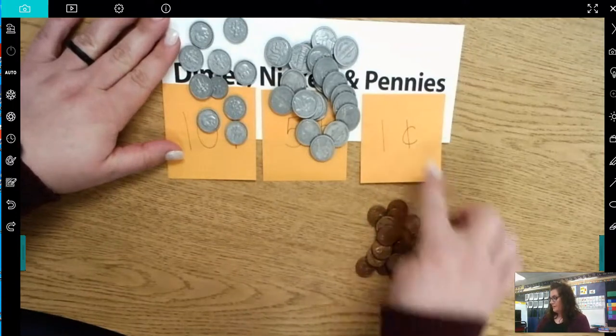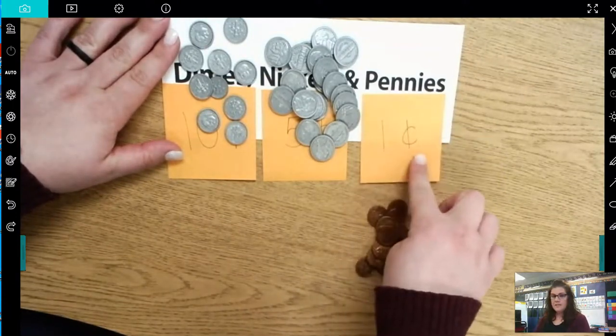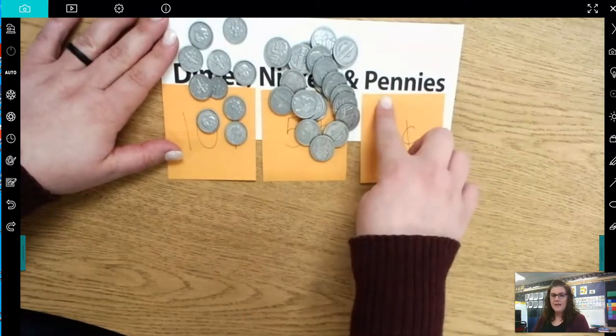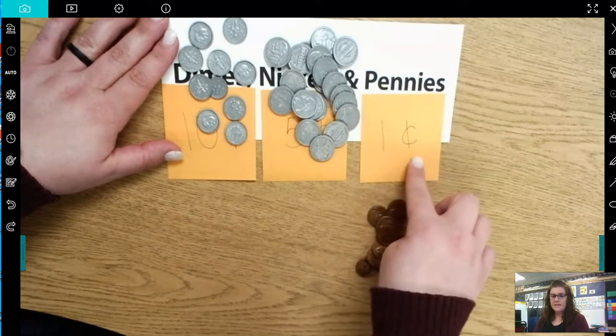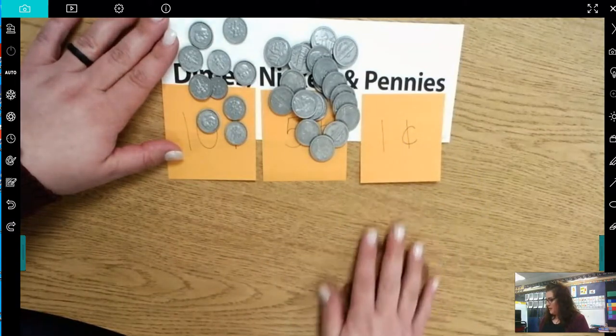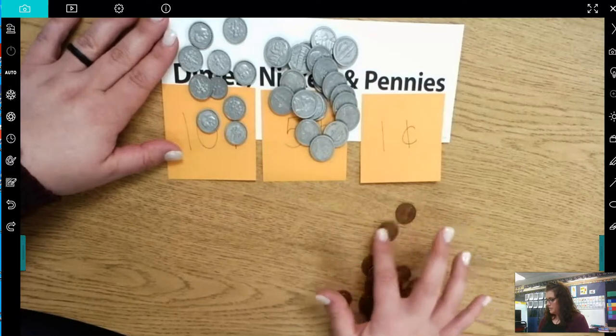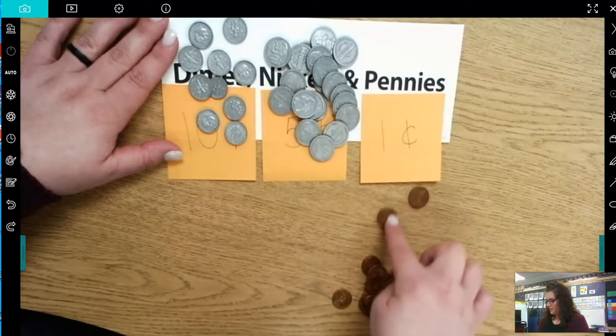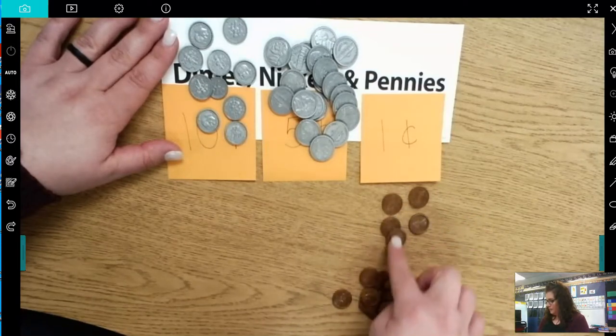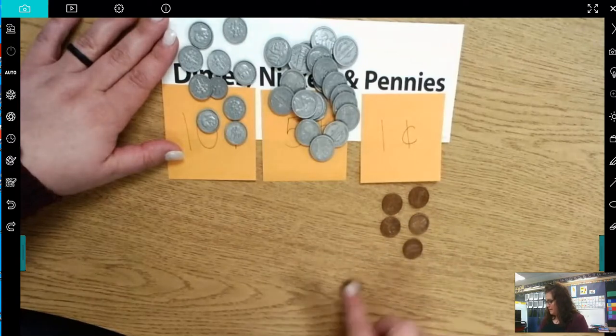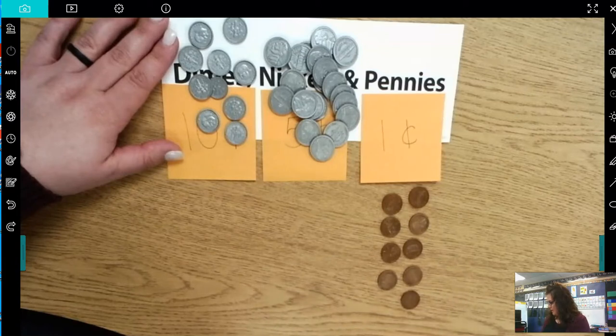Okay. As a reminder, pennies are 1 cent. Say that with me. Pennies are 1 cent. So whenever we see a penny, we count it by ones. So let's count how many pennies we have. 1, 2, 3, 4, 5, 6, 7, 8, 9, 10. We have 10 pennies.